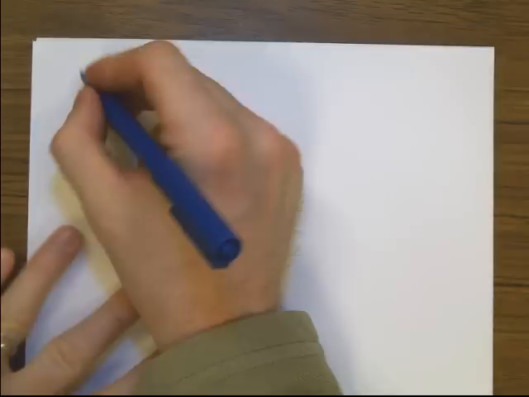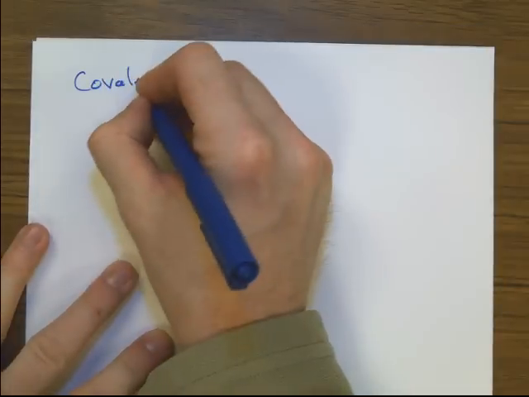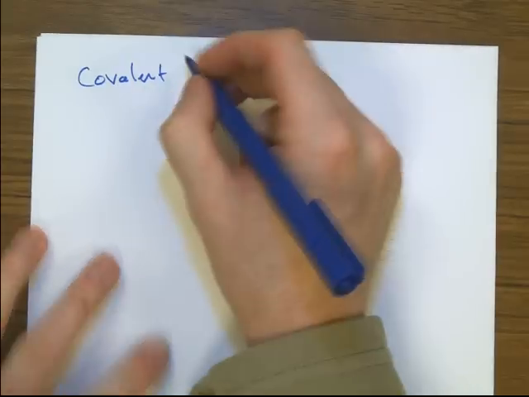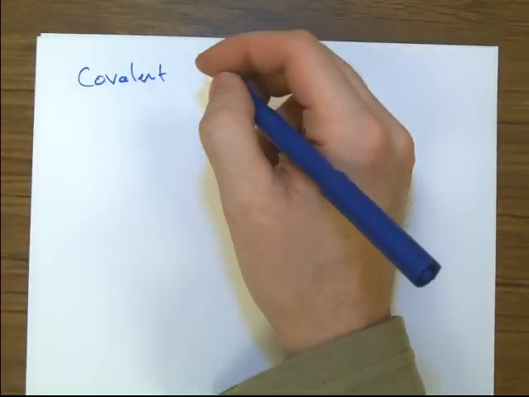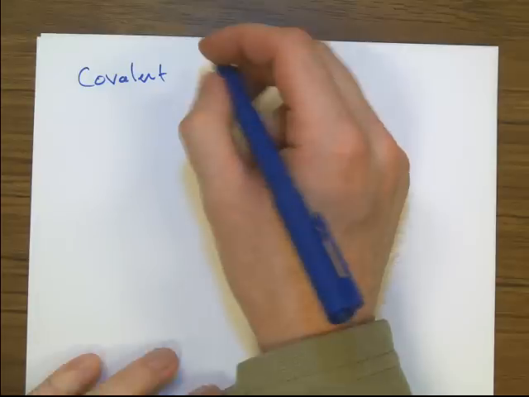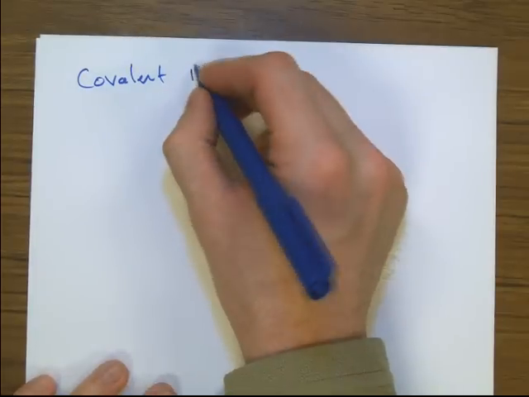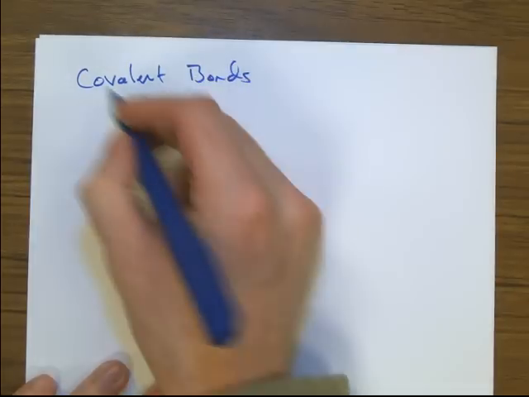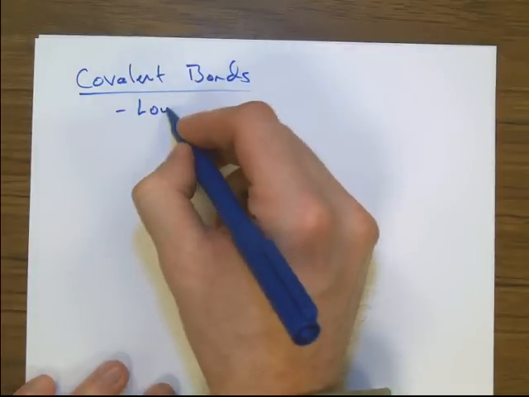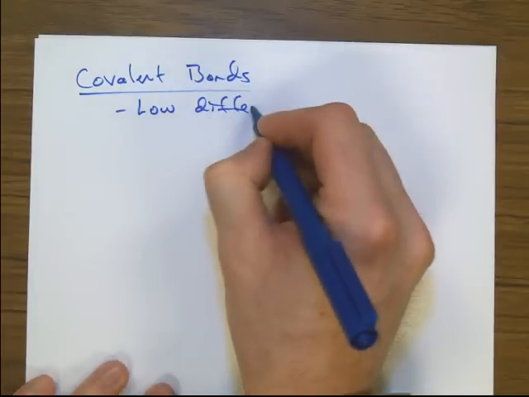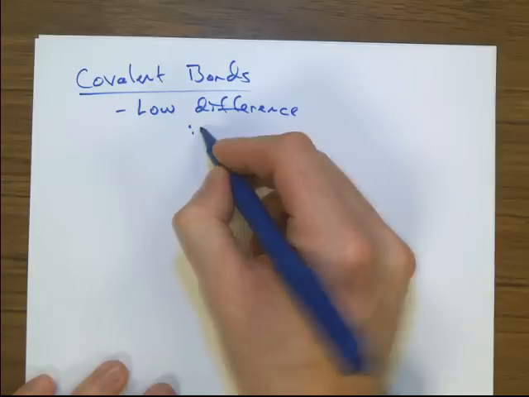Alright, this is going to be some basics on covalent bonding. First off, let's just talk about the difference between covalent and ionic. The difference between covalent and ionic can be summarized by differences in electronegativity. Electronegativity, of course, is the pull an atom has for electrons and other atoms. So covalent bonds have a low difference in electronegativity.